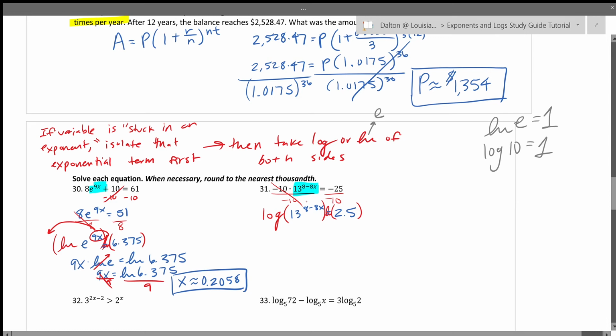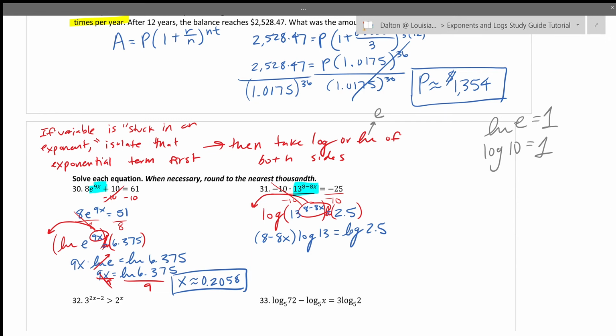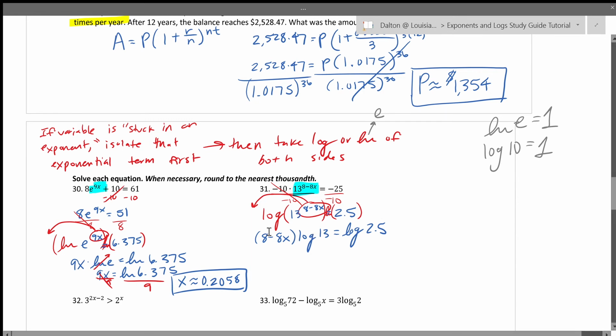Just because you don't have e, it just means you won't be able to cancel anything. When you take the log or the natural log, that exponent now drops out in front, and it stays together, so you have to make sure to keep 8 minus 8x in parentheses, times the log of 13 is equal to the log of 2.5. And then remember what your goal is, guys. Your goal is to get x by itself. So if you wanted, you could distribute this log of 13 to both of these terms. To me, there's really no point to it. I would just, at this point, go ahead and divide both sides by the log of 13.